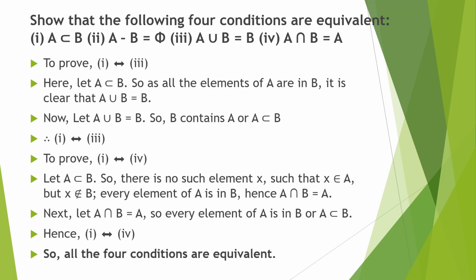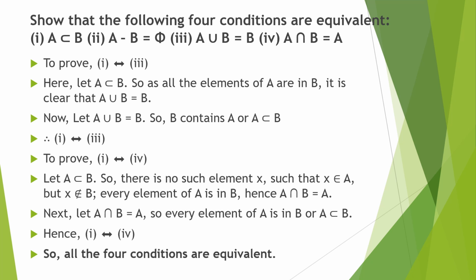In the next part, we will prove that 1 double implies 3. Assume that A is a subset of B. That means all the elements of A are in B. So obviously A union B will be B, because all the elements of A are in B, so their union will be equal to B. Now in the second case, let us assume that A union B is B. That means B contains A, or in other words, A is a subset of B. So 1 double implies 3.